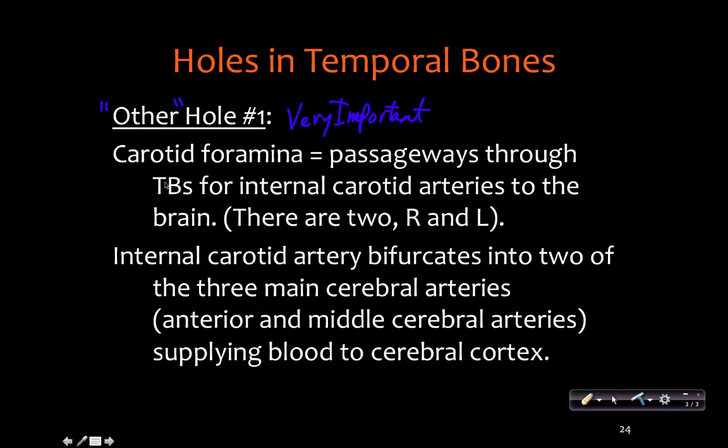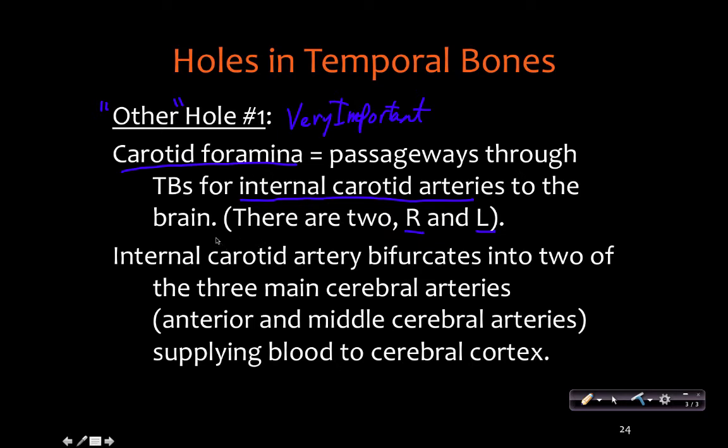And so the other hole, number one, is the carotid foramina. Again, there are going to be two of these, right and left. That's why it's plural. The carotid foramina are holes through the temporal bone that allow the blood vessel known as the internal carotid artery, right and left, to be able to go up to the brain.